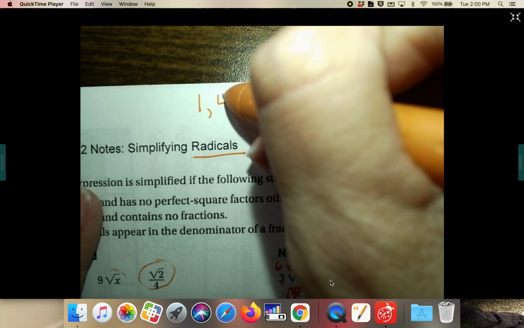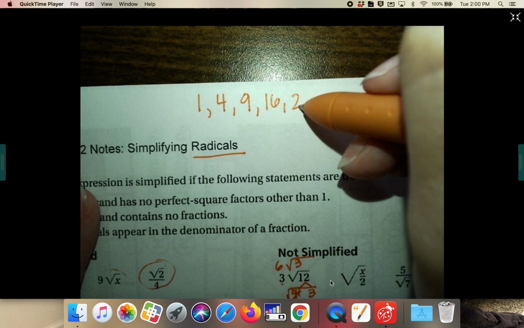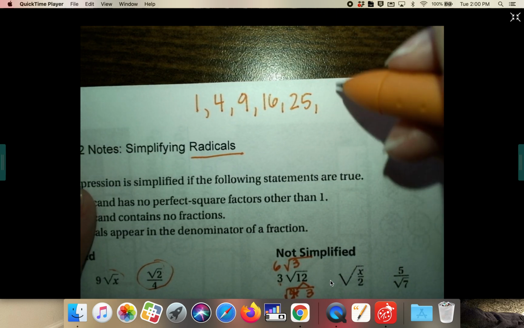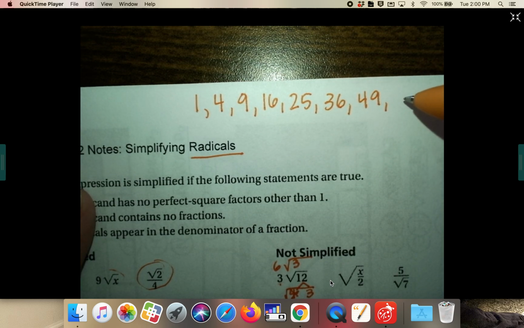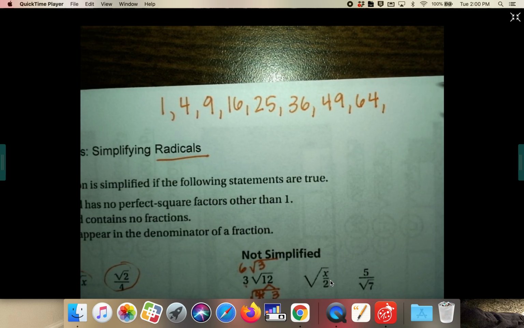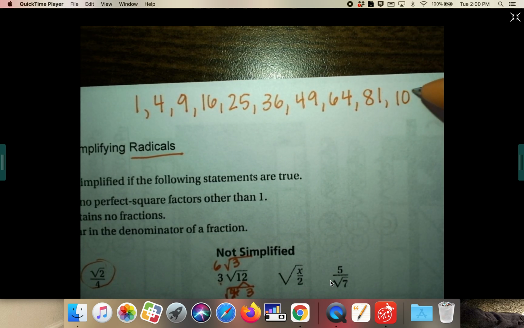2 times 2 is 4. 3 times 3 is 9. 4 times 4 is 16. 5 times 5 is 25. 6 times 6 is 36. 7 times 7 is 49. 8 times 8 is 64. I'm going to stop soon, I promise. 9 times 9 is 81. 10 times 10 is 100.